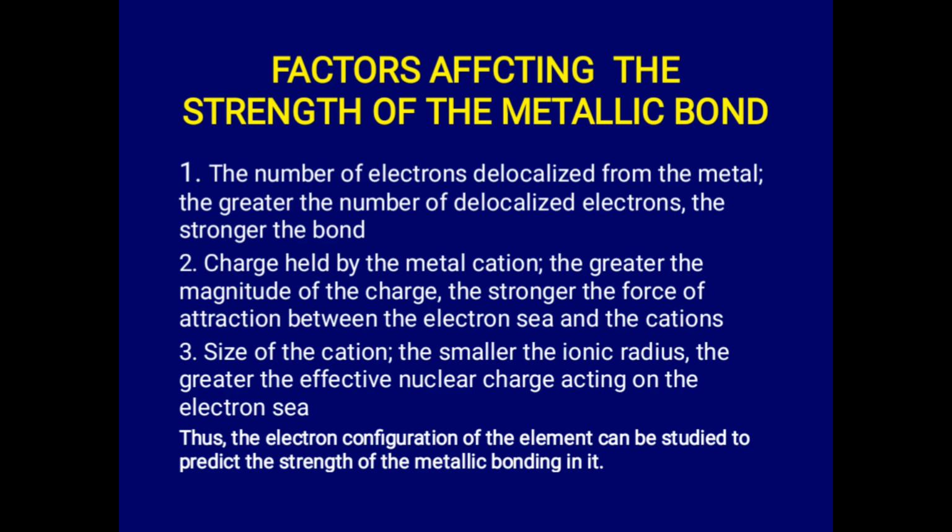So the electronic configurations of these elements will usually give us an inkling to predict the strength of the metallic bonding, because from the electronic configuration we can know the number of valence electrons. We can also determine the charge that will be on that metal cation. Why? Because if it has 1 valence electron, we know the charge will be +1, because it will lose just that 1. So it is very important to know that.